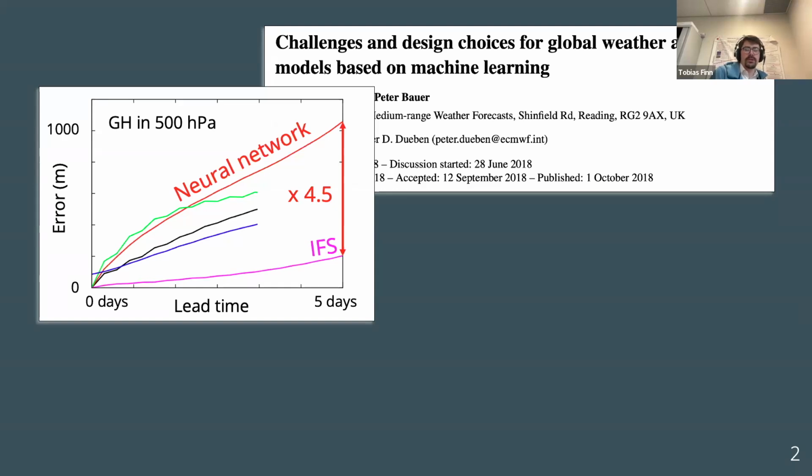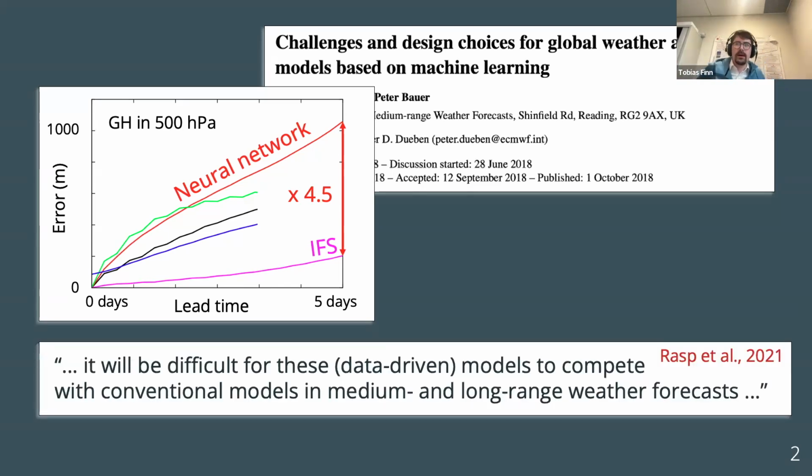Here, this is the geopotential height at 500 hectopascal, and it is one of the most important variables for synoptic meteorology. The red line is the error of the neural network prediction, and the purple line is the prediction of the state-of-the-art numerical weather prediction model. On the x-axis we see the lead time going forward. After a lead time of 5 days, the neural network increases the error by 4.5 times.